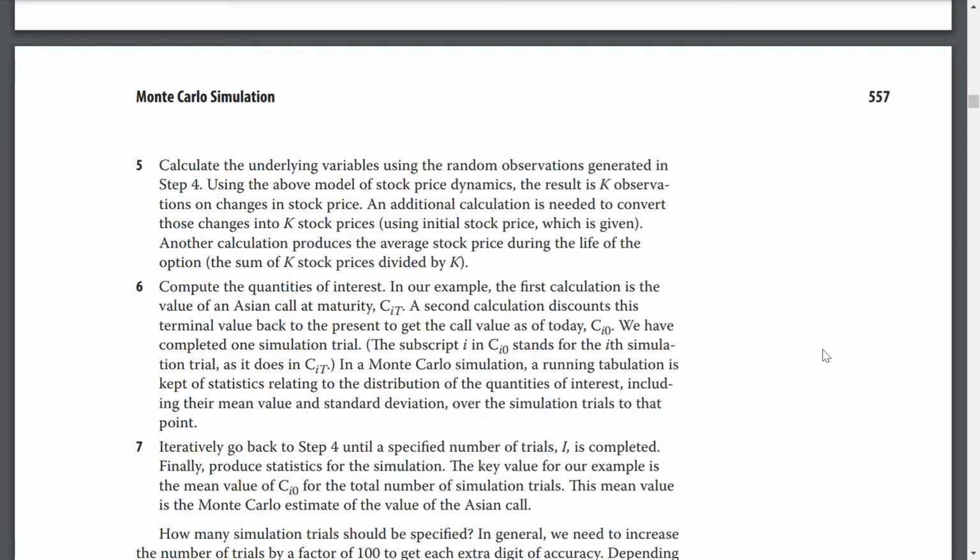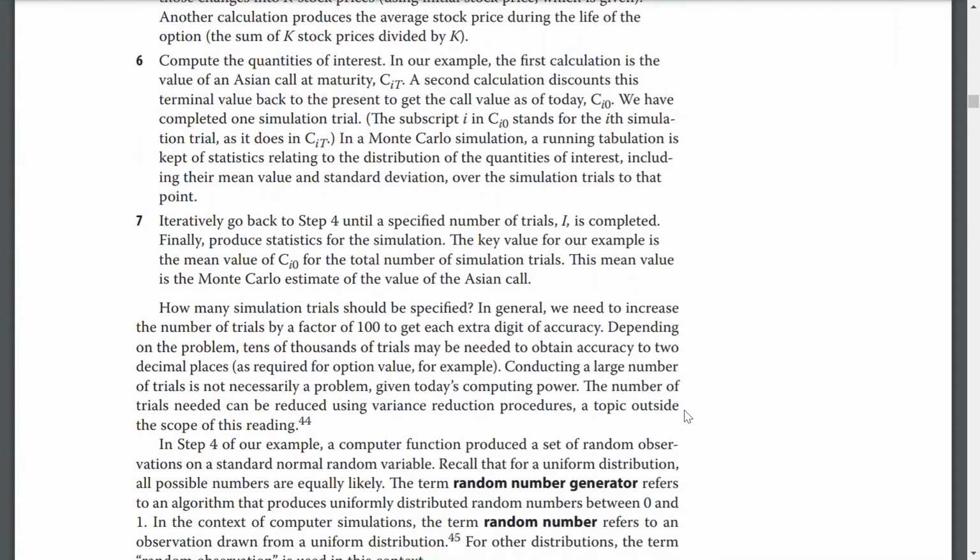Compute the quantities of interest. In our example, the first calculation is the value of an Asian call at maturity, or CiT. A second calculation discounts this terminal value back to the present to get the call value as of today, Ci0. We have completed one simulation trial. The subscript i in Ci0 stands for the ith simulation trial, as it does in CiT. In the Monte Carlo simulation, a running tabulation is kept of statistics relating to the distribution of the quantities of interest, including their mean value and standard deviation, over the simulation trials to that point.